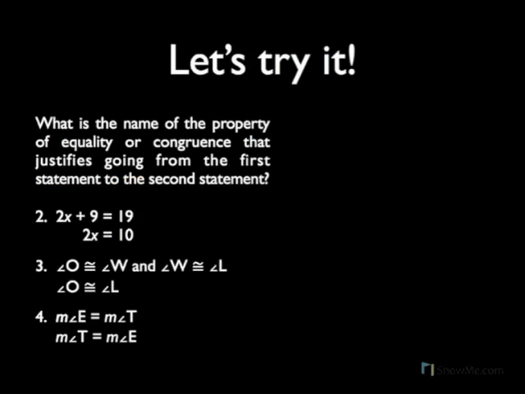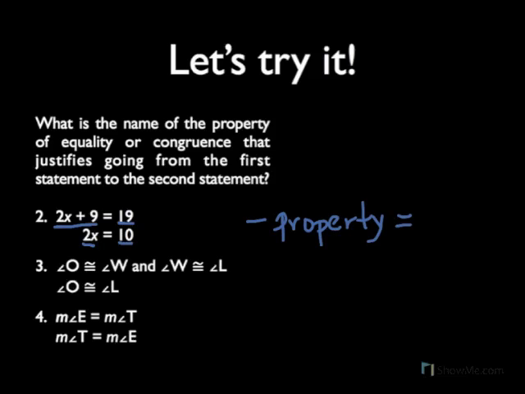So let's try using these. What is the name of the property of equality or congruence that justifies going from one statement to the second statement? In problem number 2, we have gone from having 2x plus 9 on the left side of the equation to simply having 2x. So we're missing a 9. How did we get rid of it? Looking at the other side might help. We went from 19 to 10. We subtracted that, didn't we? So that is the subtraction property of equality. And notice how I'm putting the equal sign there to indicate the property of equality.